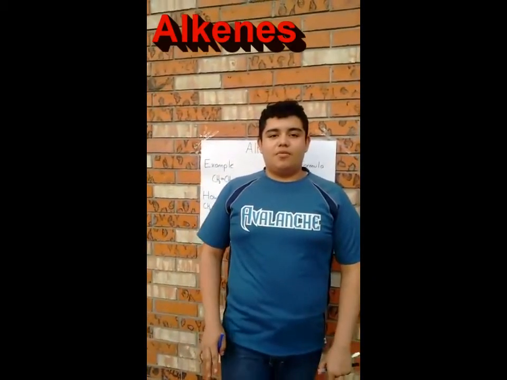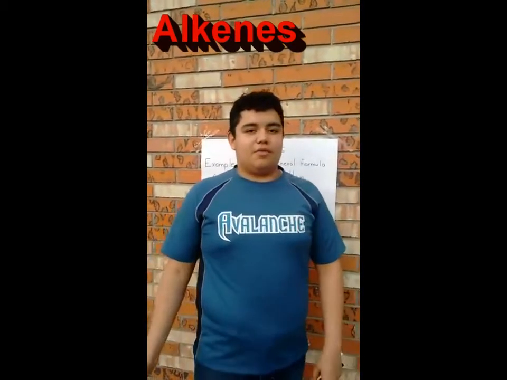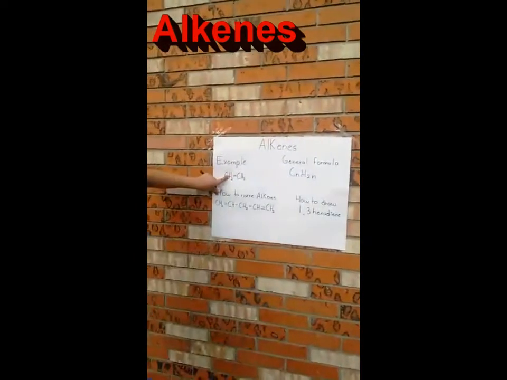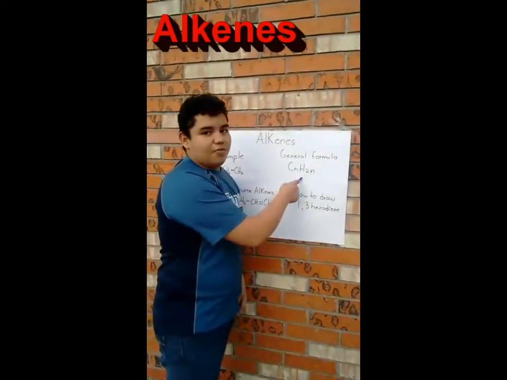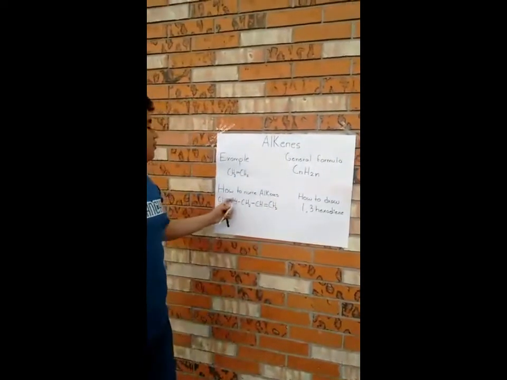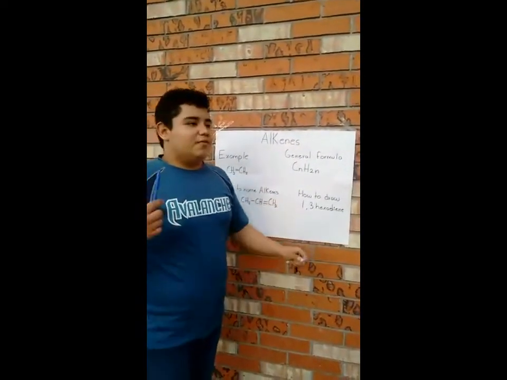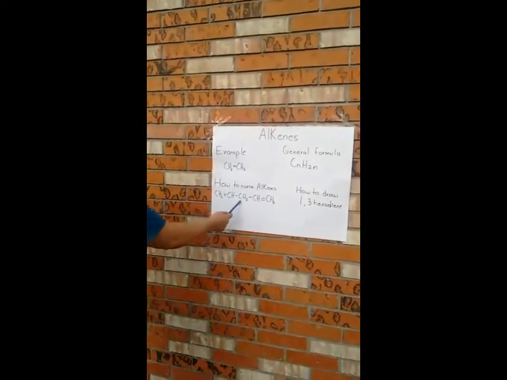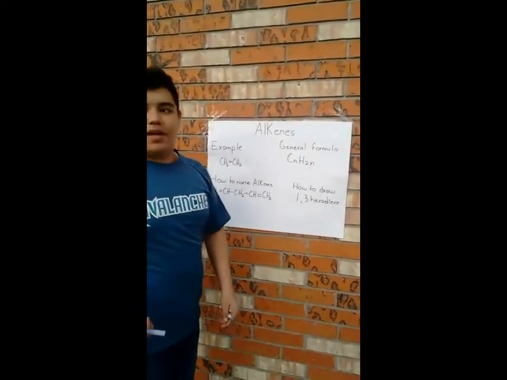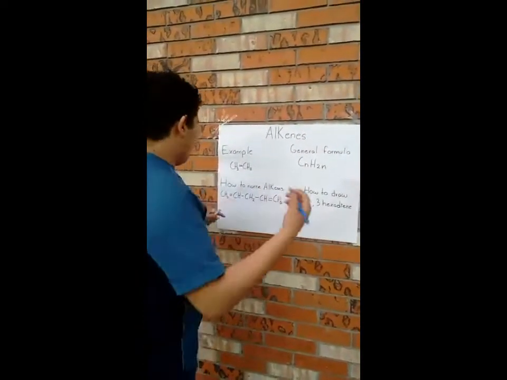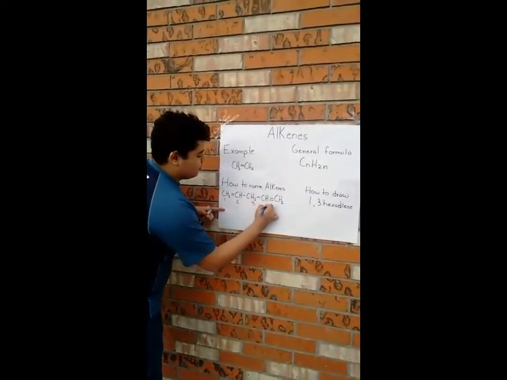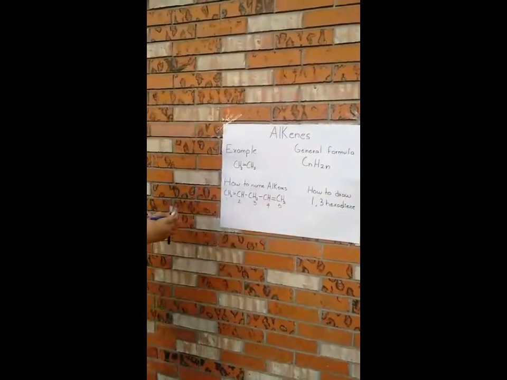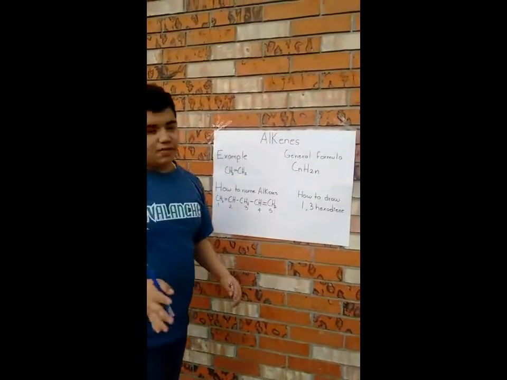An alkene is an organic compound that contains a double bond between carbon and carbon. This is an example of alkenes, and this is the general formula. Then, how to name alkenes? First, identify the main chain. Then, number each carbon: 1, 2, 3, 4, 5.